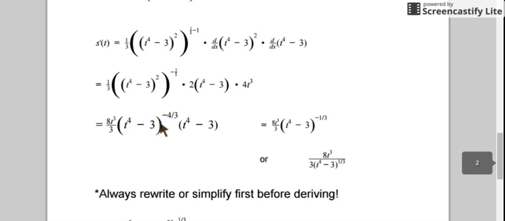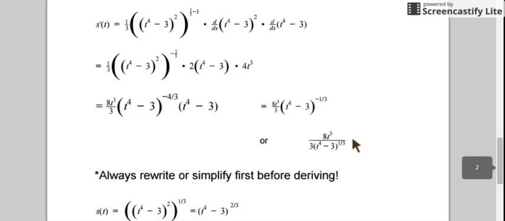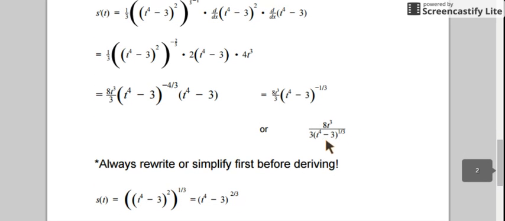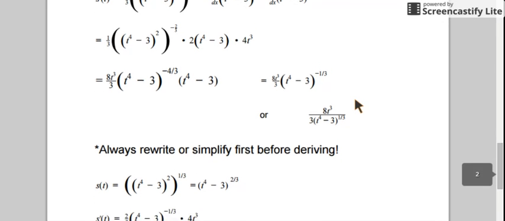We could simplify one more time. I got t to the 4th minus 3 and another t to the 4th minus 3. If I'm multiplying 2 bases that are the same, I add their exponents. So negative 4/3 plus 3/3 right here gives me a negative 1/3. I could then keep it in that form. Or I could rewrite it by placing that negative exponent on the denominator. We could also rewrite that using a radical and have the cube root. So lots of different ways we could simplify and write our final derivative.